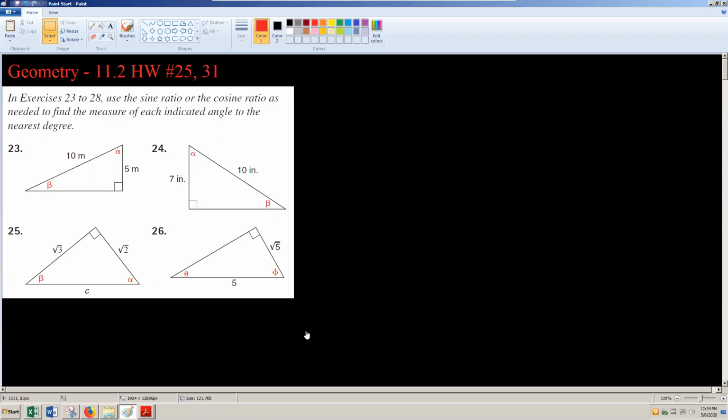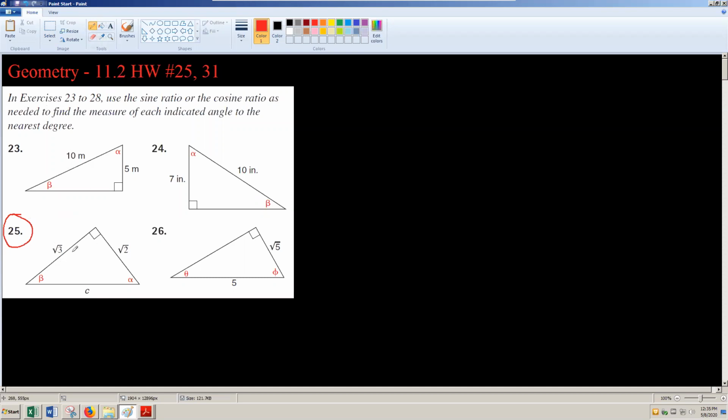So today we're looking at 11.2 and we're starting with number 25. Looking at 25 here, we are trying to use sine ratio or cosine ratio, whichever we fancy, as needed to find the measure of each indicated angle to the nearest degree. So a couple ways we can do this.